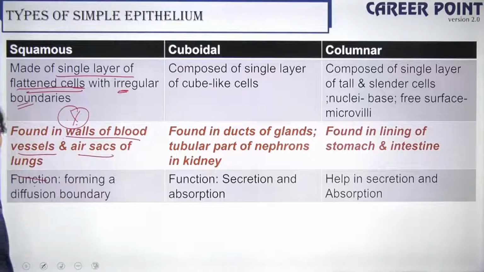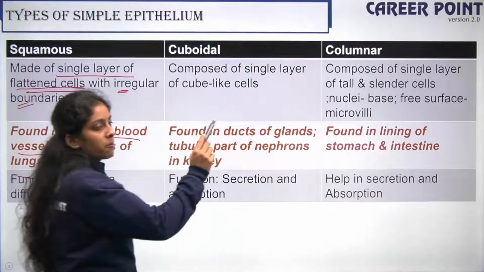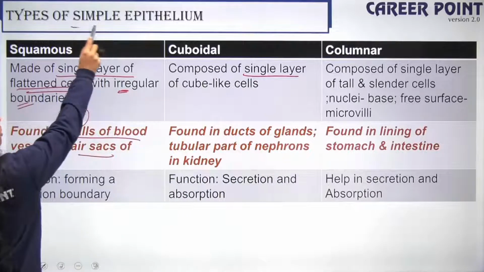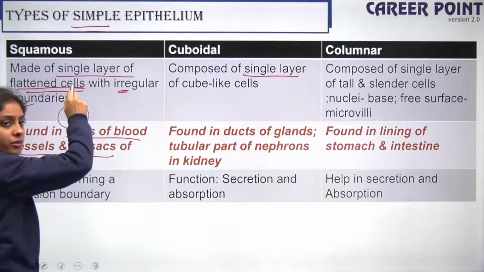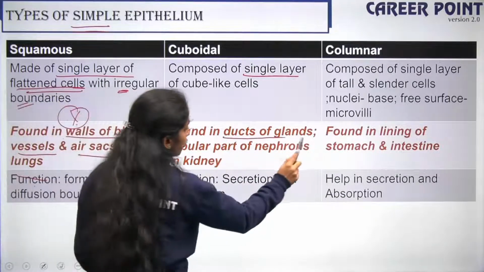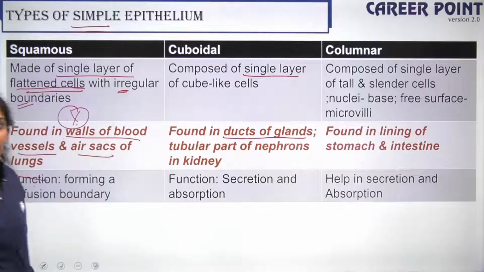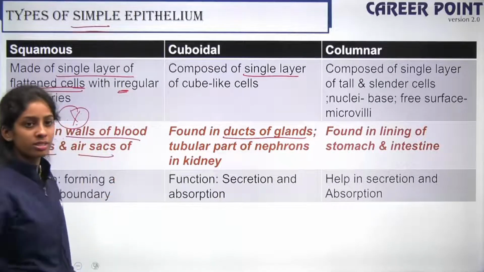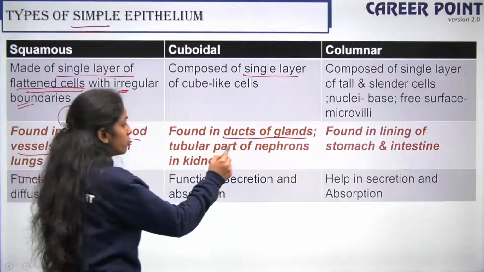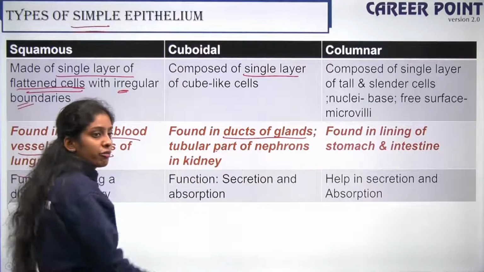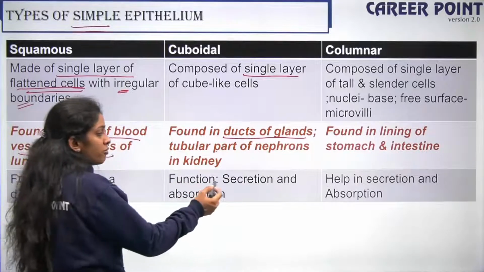So talking about your cuboidal epithelium, it is again composed of a single layer of cells because everything comes under your simple epithelium. Okay, but it has cube-like cells. This has flat-ended cells. All right. So where is it present? In the ducts of glands. Okay. So what are ducts? The passage through which the secretions of the gland pass is called a duct. Here one location where it is found is the tubular part of the nephron in the kidney.